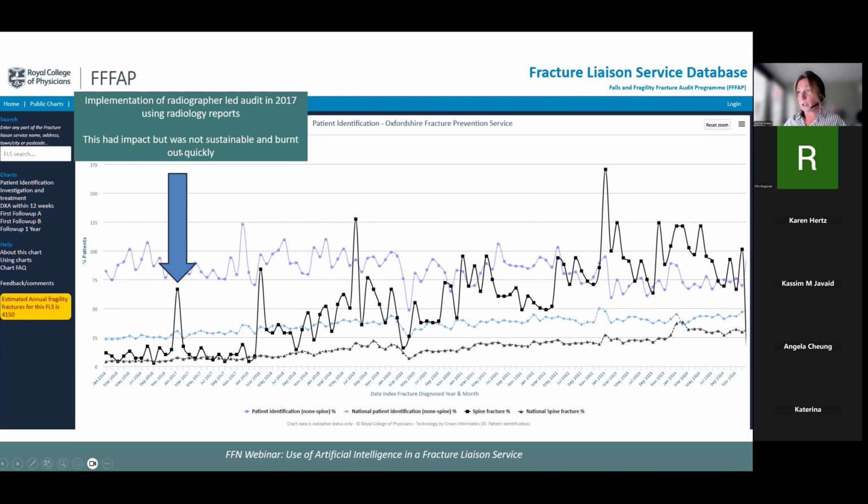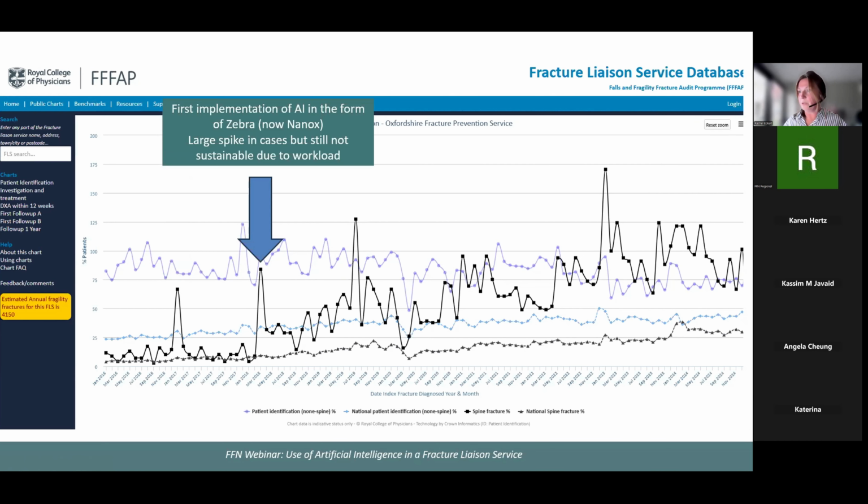So the first thing that we tried was radiographer-led audit in 2017. We worked with our colleagues in radiology within the DEXA department, and we used the reporting, so keywords within reports, to try and pick out patients who had vertebral fractures. That was across a variety of modalities, so X-rays, CTs, MRIs. It definitely had impact. You can see that our numbers spiked, but it wasn't sustainable. It burnt out quickly, and as soon as that extra time of that radiographer was gone, it was just not something that we could keep up.